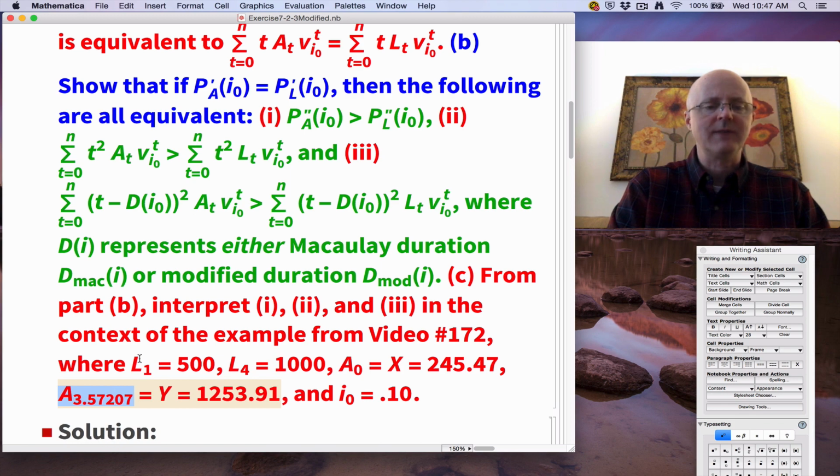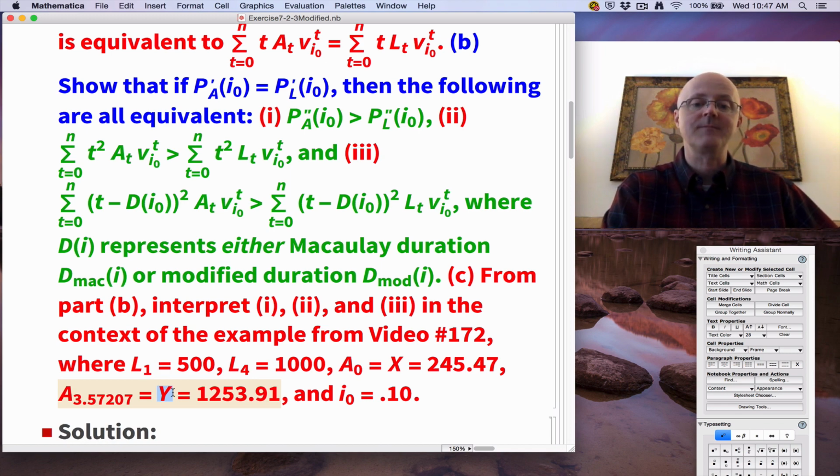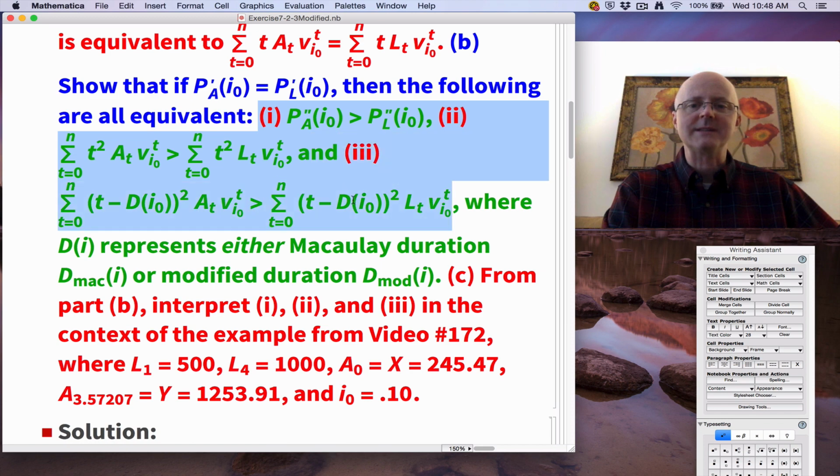why is there a 3.57207 there? Well, let me explain that in a second here. Let's just call it Y, occurring at some future time, where in the last video I called that future time little y. Those are the cash flows. The interest rate is 10%. I want to interpret these inequalities in that context.